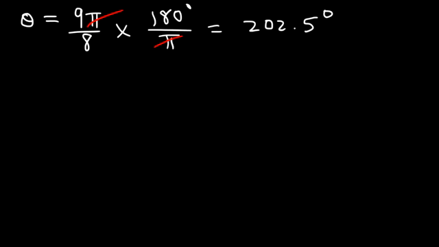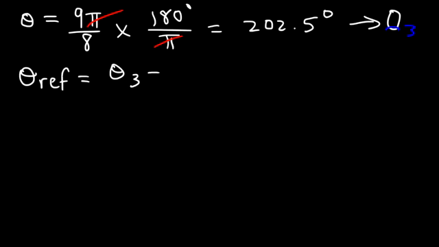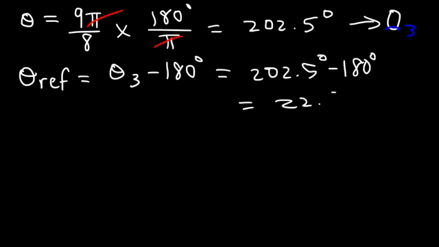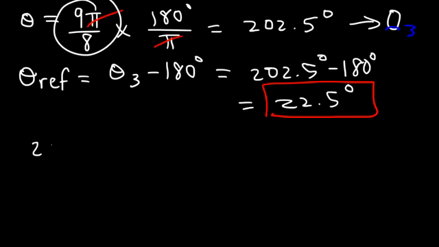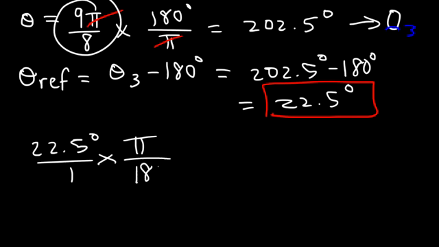Now 202.5, this angle is in quadrant 3. It's between 180 and 270. So we need to use this formula to find a reference angle. It's going to be the angle in quadrant 3 minus 180. So therefore that's going to be 202.5 minus 180, which is about 22.5 degrees. So this is the reference angle in degrees. But now let's convert it back into radians because we were given an angle in radians to start with. So let's take this value and multiply it by pi divided by 180.